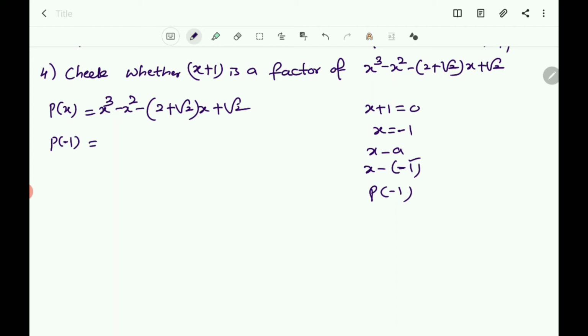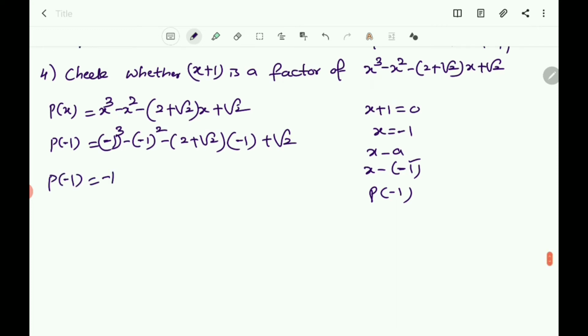P of minus 1 is equal to minus 1 whole to the power of 3 minus of minus 1 whole to the power of 2 minus 2 plus root 2 into minus 1, the x value, plus root 2. Then P of minus 1 is equal to minus 1 whole cube, which is minus 1, minus of this, which becomes plus 1. Then minus, you take 2 into minus 1, which is minus 2, again minus root 2 becomes plus root 2.